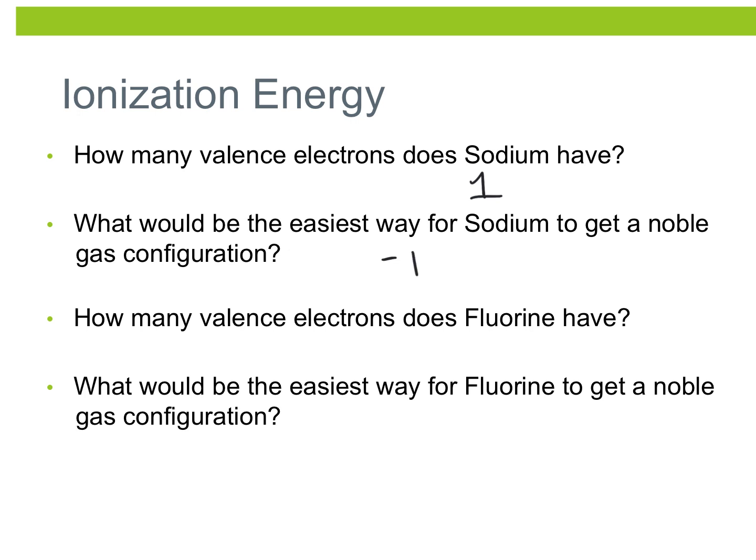So it's easier to lose 1 than it is to gain 7. Okay. Now, find fluorine. How many valence electrons does fluorine have? 7. Okay, fluorine has 7. And what's the magic number of electrons that fluorine wants? 8. Okay, so is it easier for fluorine to gain another electron or to lose 7? Gain 1. Okay, so it's easier for fluorine to gain 1.